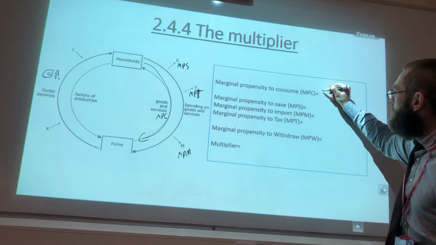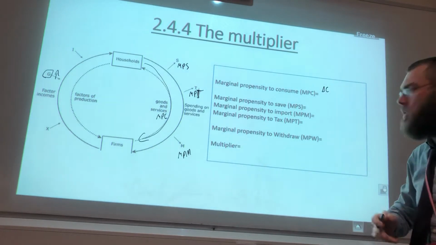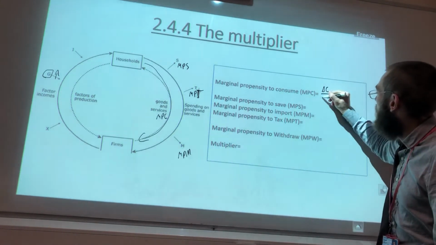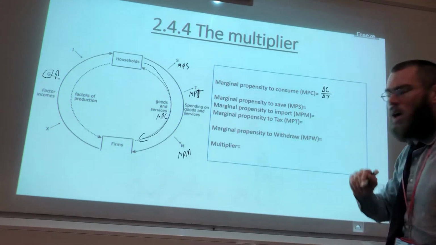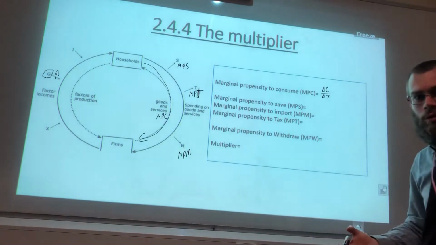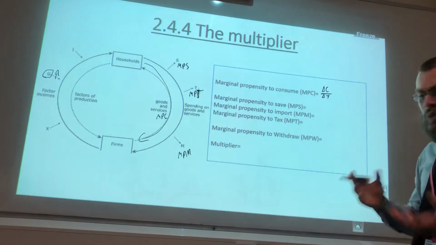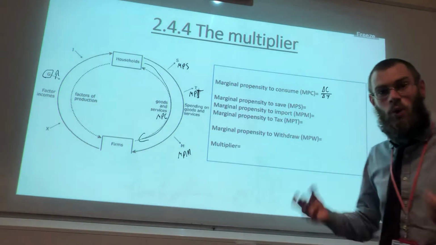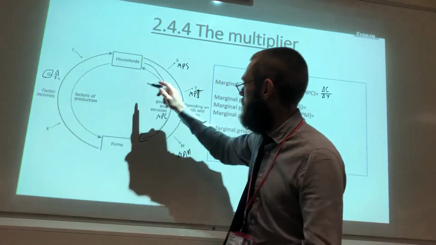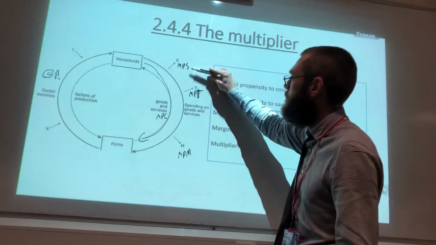Marginal propensity to consume is the change in consumption, so how much more we are now spending, divided by our change in income. That will give us a figure below 1, or 1 if we were to spend all of it. That tells us what proportion of the extra money we get we are spending. Well, the rest of it must be leaking out, must be withdrawn.